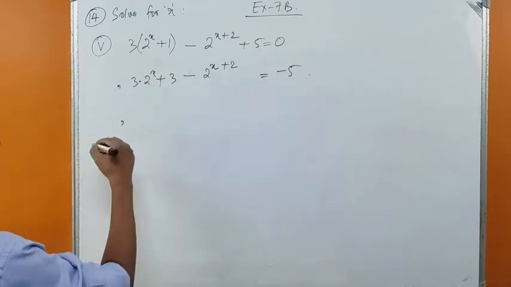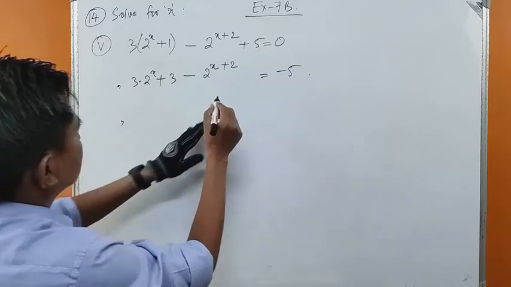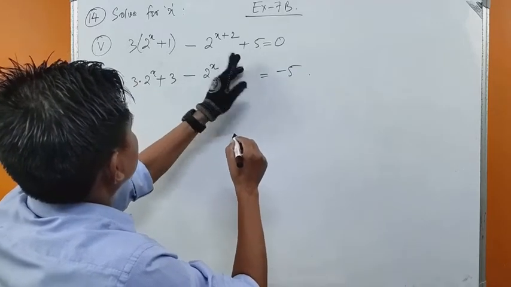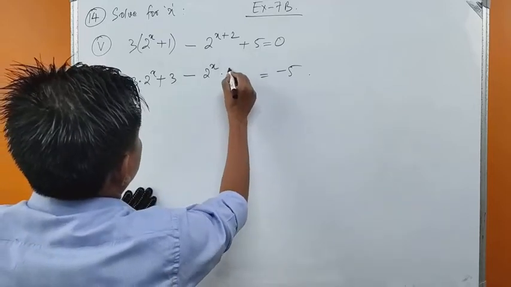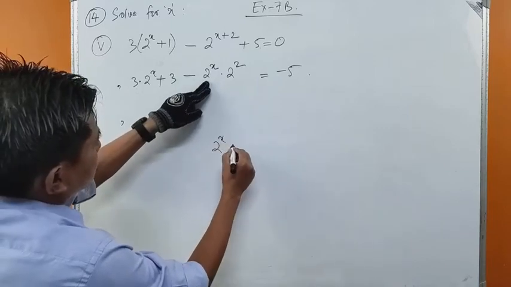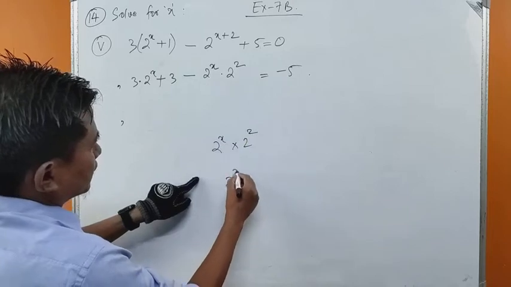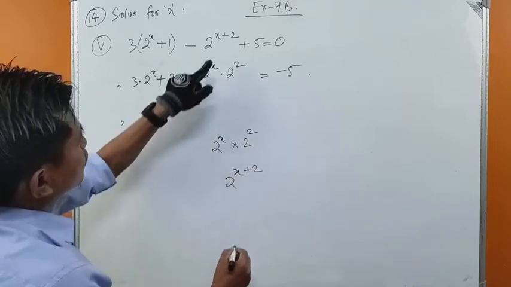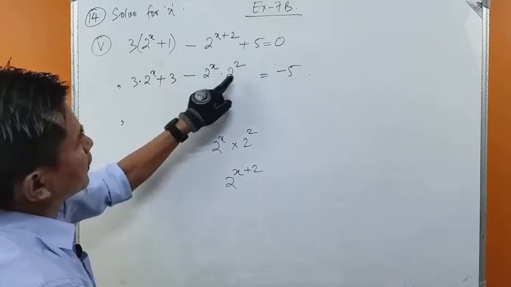Now, 2 to the power x plus 2 means 2 to the power x into 2 squared, isn't it? Same base, power can be added, x plus 2. So 2 to the power x plus 2 can be written as 2 to the power x into 2 squared.